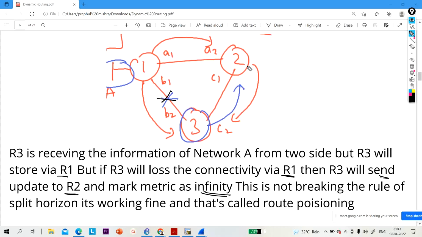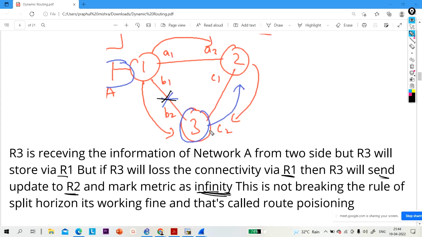So what will R2 do? R2 will give the information of network A to R3. Am I right? So via R1, R3 will send an update to R2, marking the metric as infinity. This is not breaking the rule.